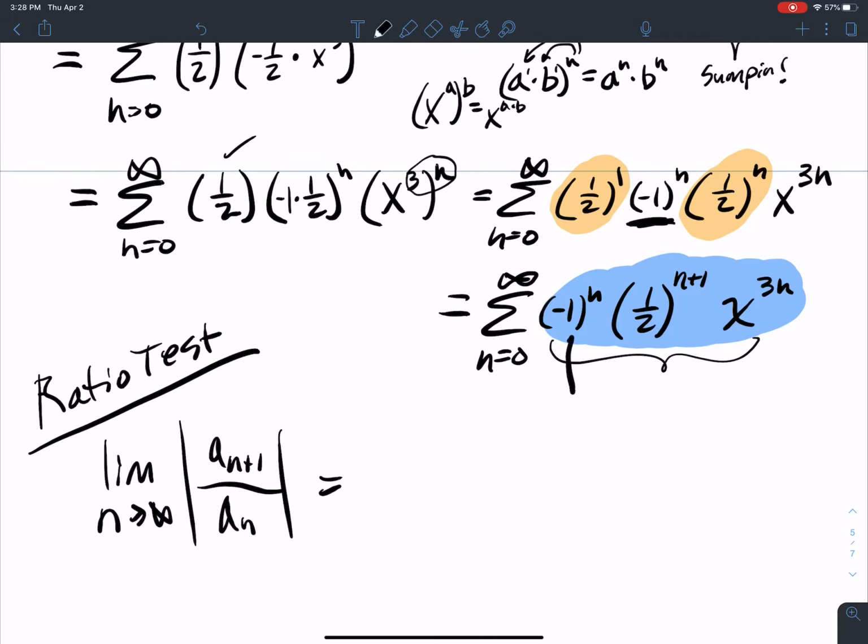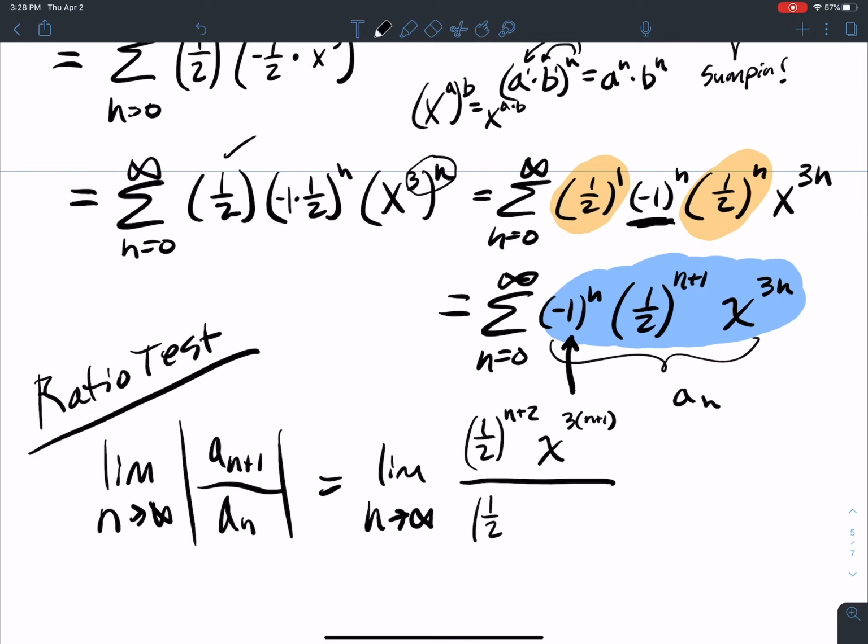So what happens in absolute value? That sign switcher goes away, right? So limit as n goes to infinity. Now n plus 1, so this is all a n, okay? But n plus 1 would be 1/2 to the n plus 1 is n plus 2. And then this would be x to the 3n plus 1, okay? Don't forget your parentheses there. And then over 1/2 to the n plus 1, x to the 3n, okay? All in absolute value.